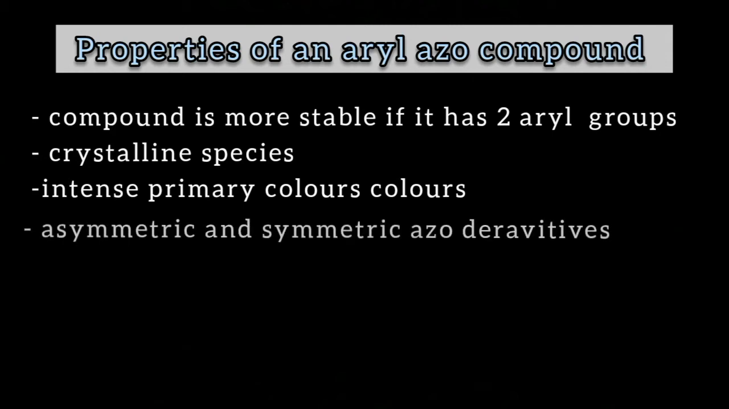Depending on whether they're the same or not, the azo derivative can be described as asymmetric or symmetric. Asymmetric is if both of the R groups are different, and symmetric is if both of the R groups are the same or similar. Azo compounds are also used as dyes and are commonly called azo dyes.